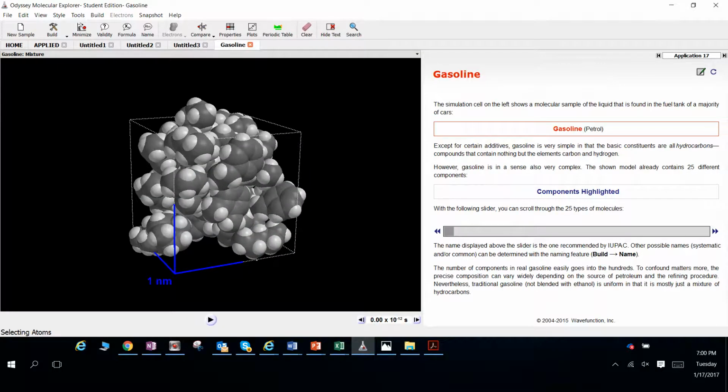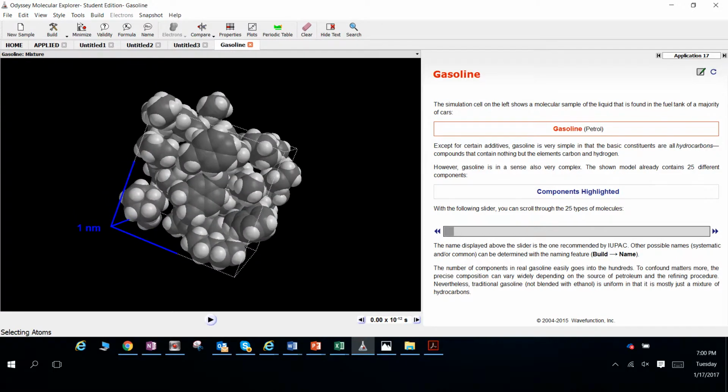Now when we first look at this picture of gasoline, it kind of looks like it's made of a bunch of the same molecule, but if you read over on the right here, it says, the simulation cell on the left shows a sample of the liquid that is found in the fuel tank of a majority of cars. Except for certain additives, gasoline is very simple in that the basic constituents are all hydrocarbons. That's a compound that has nothing but carbon and hydrogen. But gasoline is, in a different sense, complex because there are 25 different kinds of these molecules. And we're going to take a look at those in a second.